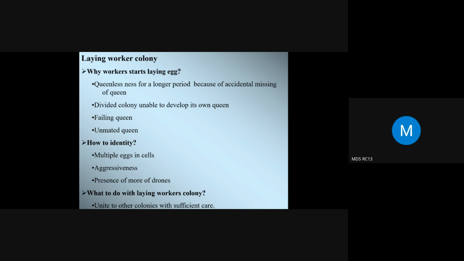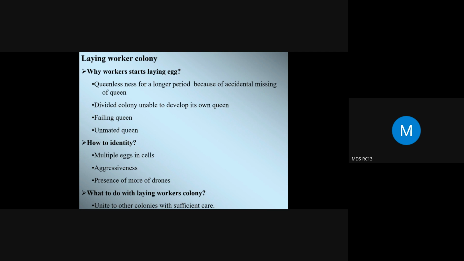And another condition is the failing queen. If the queen fails to lay eggs, that may be due to the aging factor, or due to exhaustion of the semen collected in its spermatheca, or maybe due to unmated queens. In such conditions, queens fail to lay fertile eggs, and workers start laying eggs to produce drones.